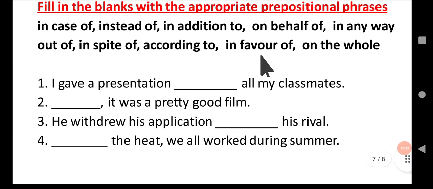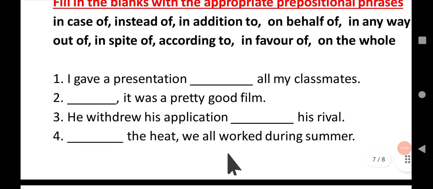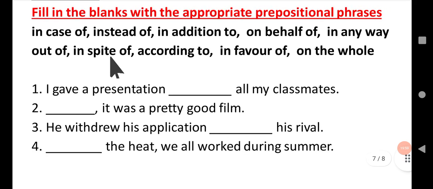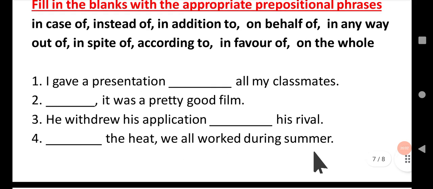Okay, so look at the first one once again. He gave a presentation on behalf of all my classmates. Next one, it was a pretty good film. On the whole, it was a pretty good film. He withdrew his application dash his arrival, in favor of his arrival. Dash the heat, we all worked during summer. In spite of heat, we all work during summer.